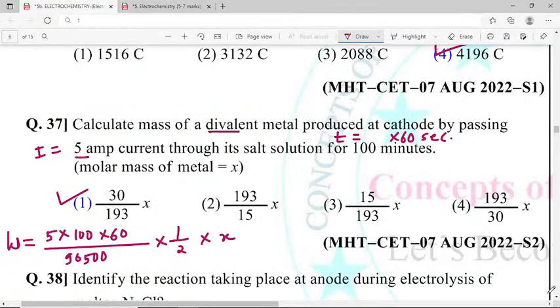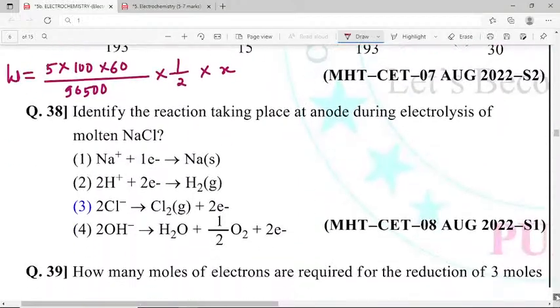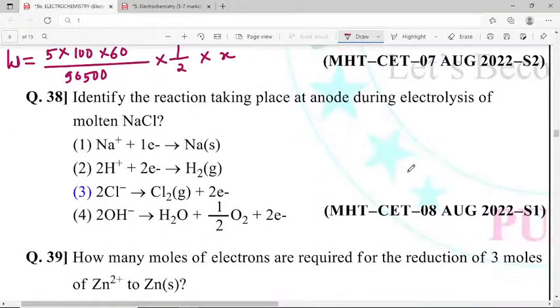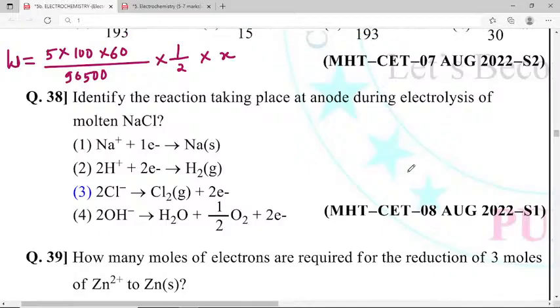Okay, next question. Identify the reaction taking place at anode during electrolysis of molten NaCl. So molten NaCl, at the anode, oxidation reaction. So at anode, oxidation reaction. So this is oxidation.